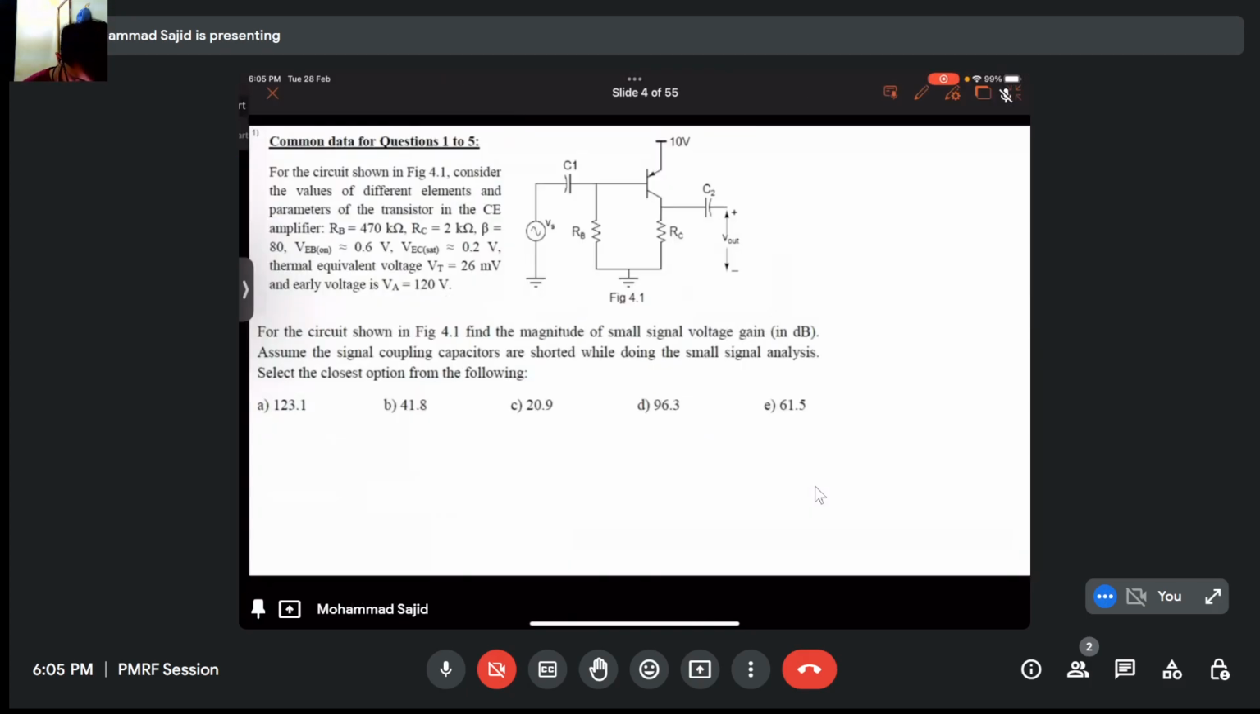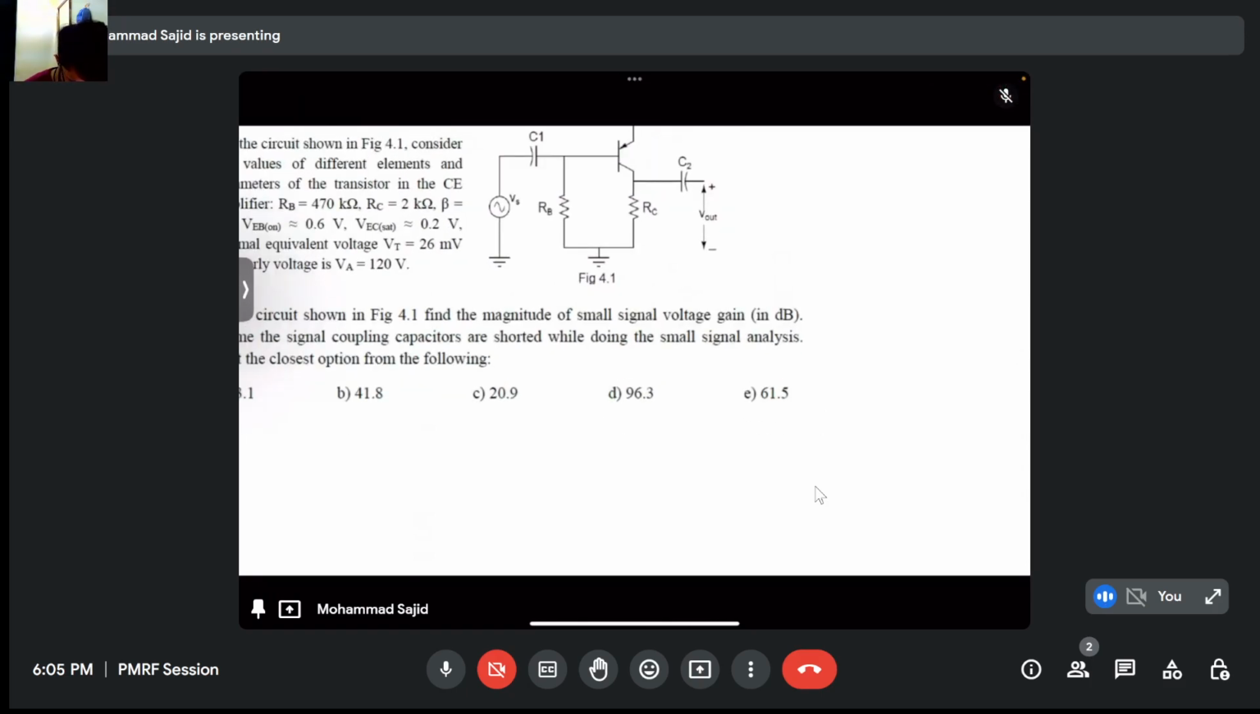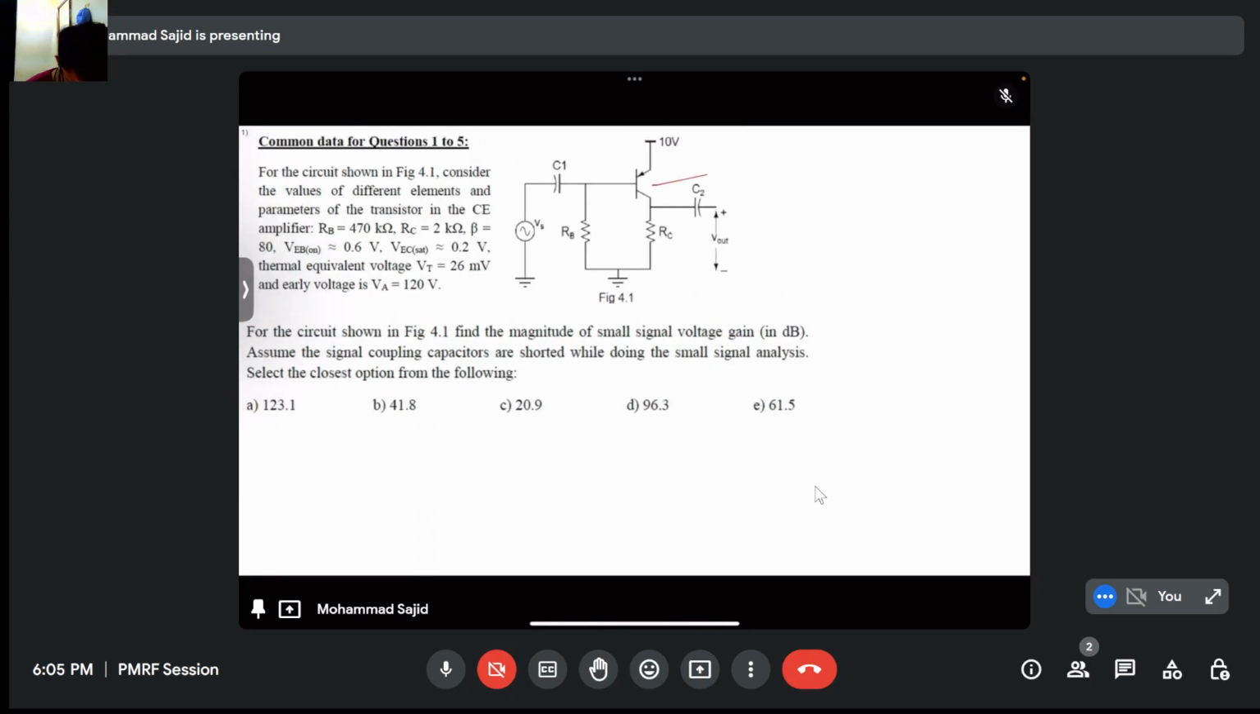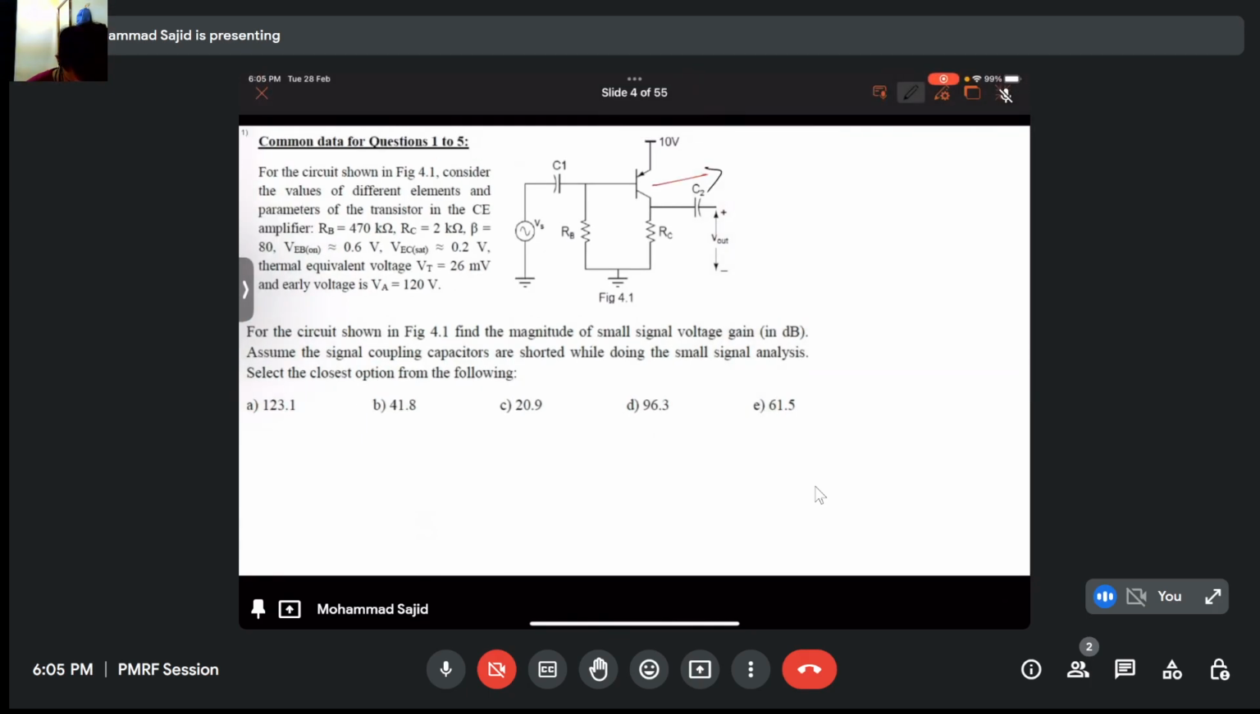First, from the symbol, what does the symbol say? Is it an NPN transistor or a PNP transistor? Sorry, this is for the kind of symbol we draw for MOSFETs. So the symbol is in this form.